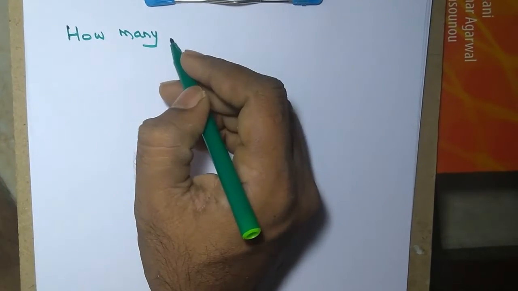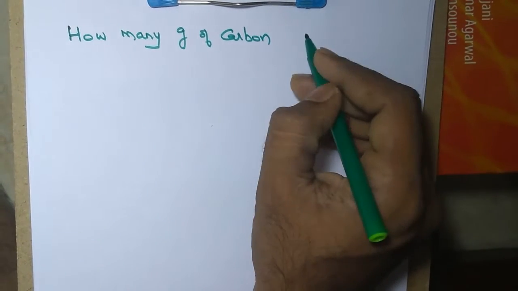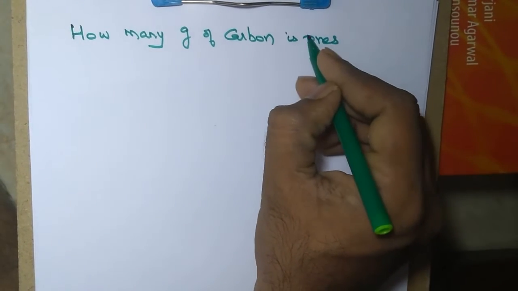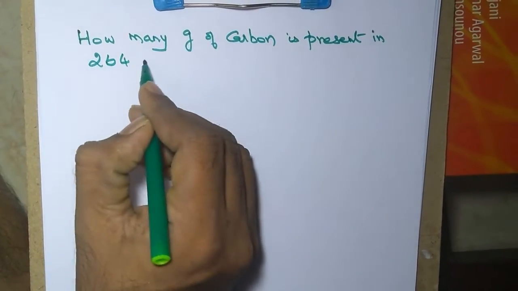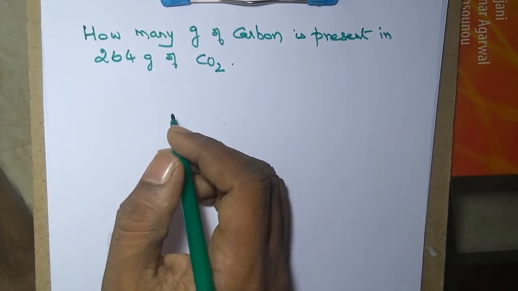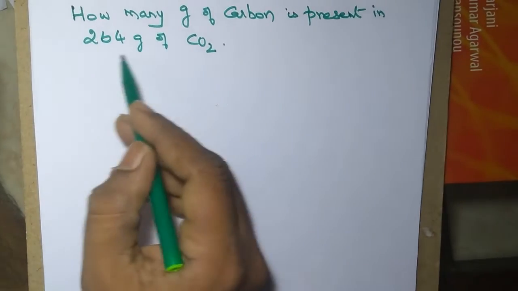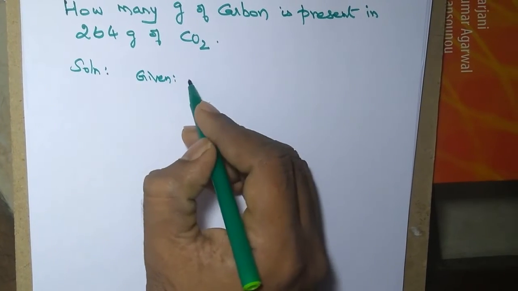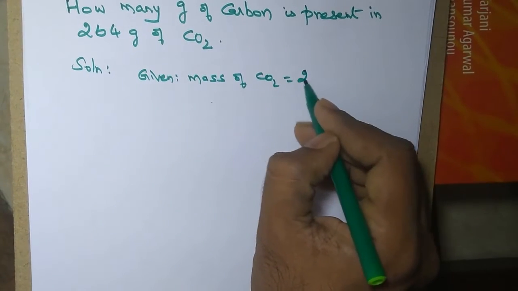The next problem: how many grams of carbon is present in 264 grams of carbon dioxide? Solution: first let us write the given data. The mass of carbon dioxide is given, that is 264 grams.